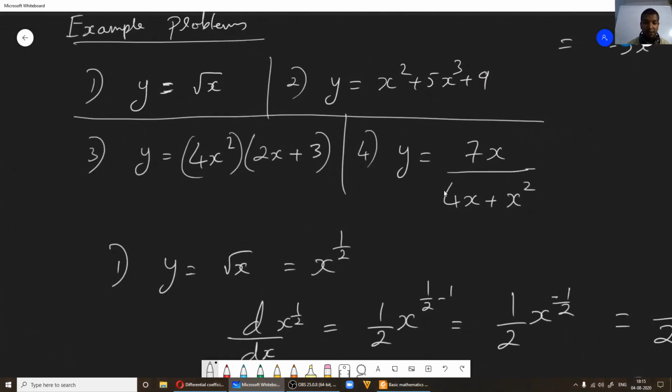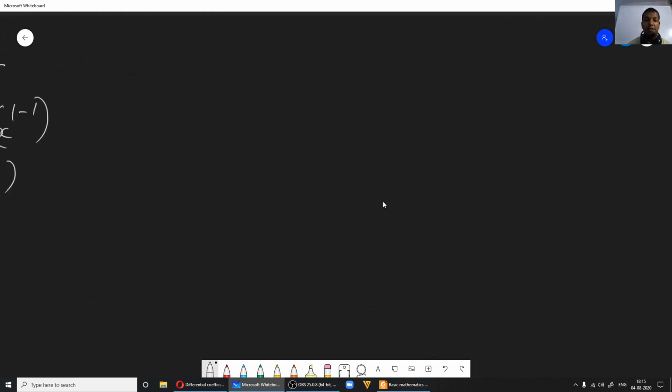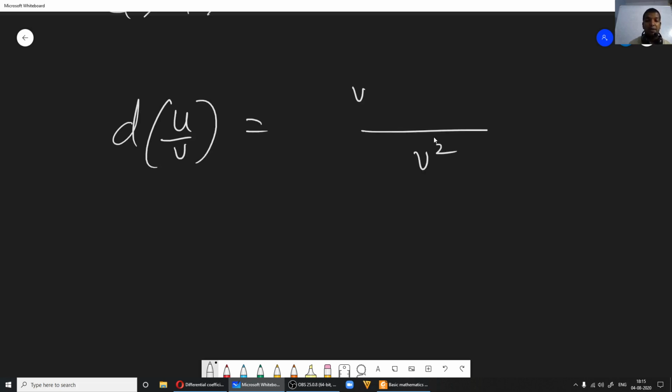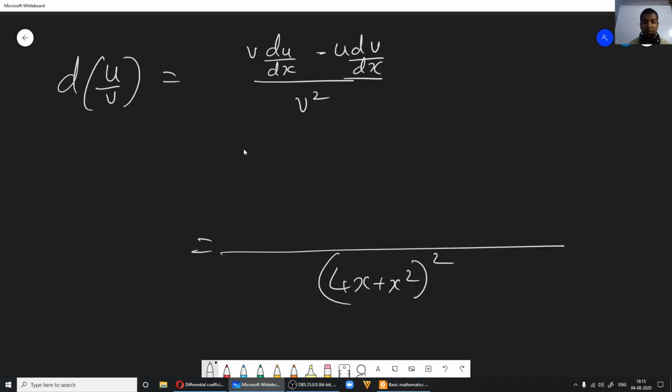So you have 7x divided by 4x plus x square. Now this looks like it is in u by v form, is it not? So differentiation of u by v, we'll write it as v square in the denominator, then v du by dx minus u dv by dx. Now what is v? 4x plus x square, so 4x plus x square the whole square will be in the denominator.